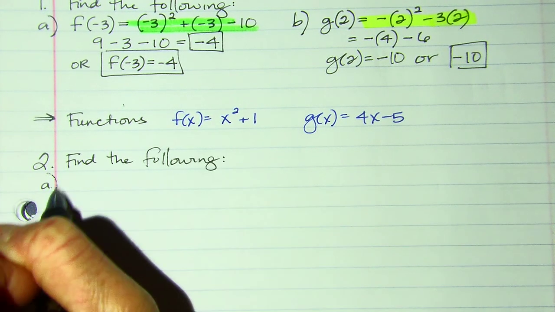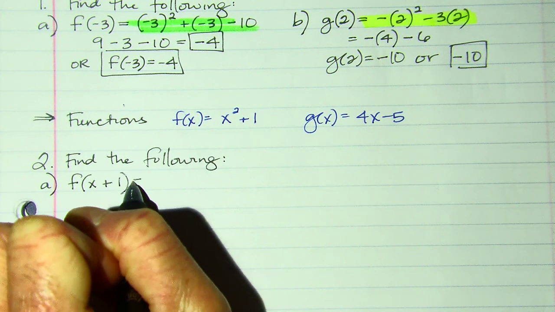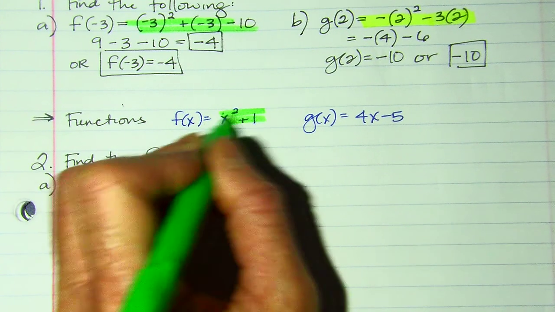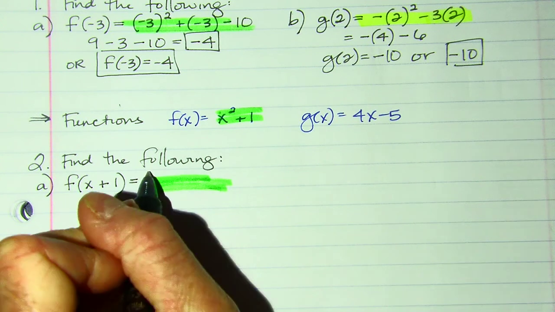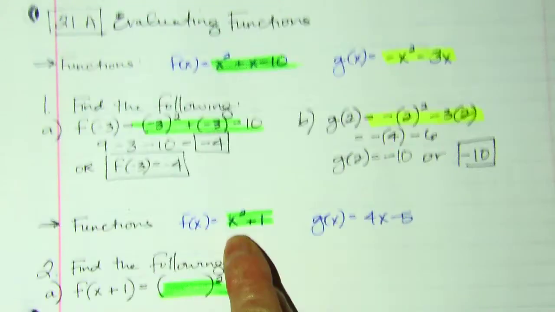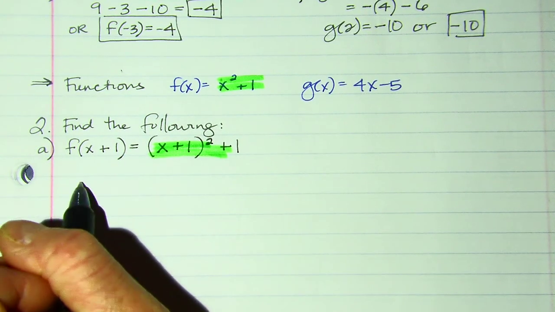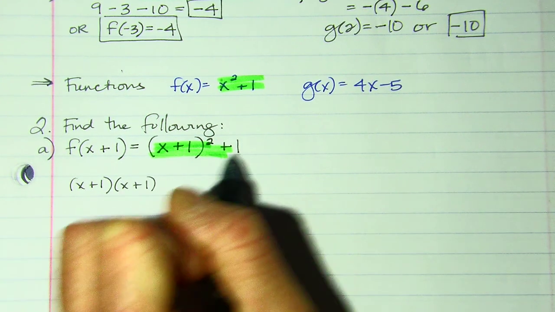So part A, find f of x plus 1. So for here, instead of just substituting a number, I'm substituting an entire function. They mentioned f, so I'm using f. And so I am substituting x plus 1 where x is. So instead of substituting just a number in, I'm substituting this whole function. So then I'm going to simplify, right? That's x plus 1 times x plus 1, and then out here I have plus 1.